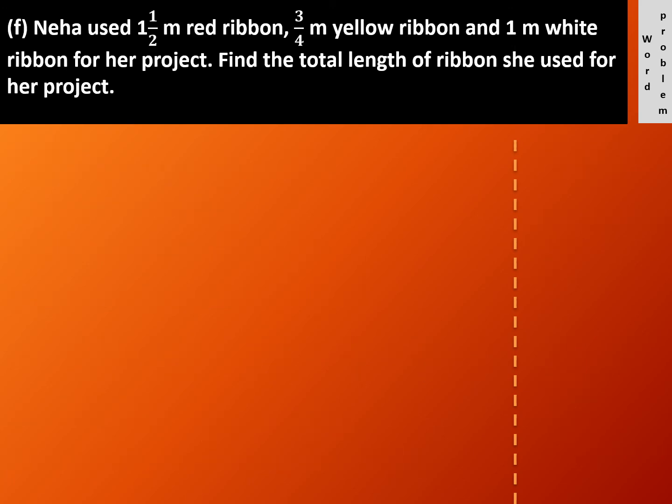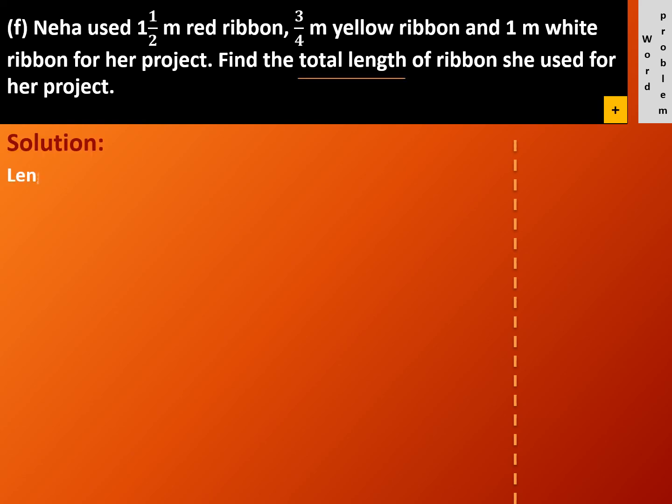Our last question is: Neha used 1 upon 2 meter red ribbon, 3 upon 4 meter yellow ribbon and 1 meter white ribbon for her project. Find the total length of ribbon she used for her project. To find the solution, first you tell me what we have to do in this question. See, the question is find the total length, means we have to do addition.